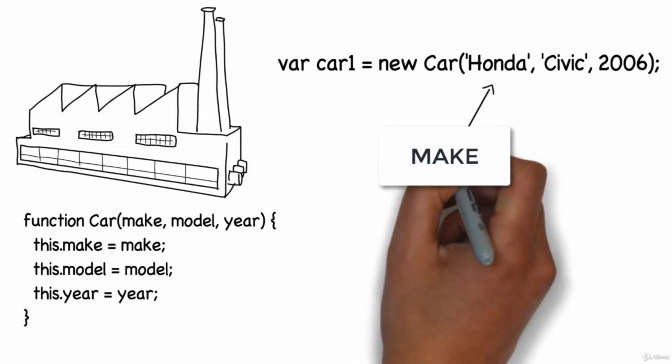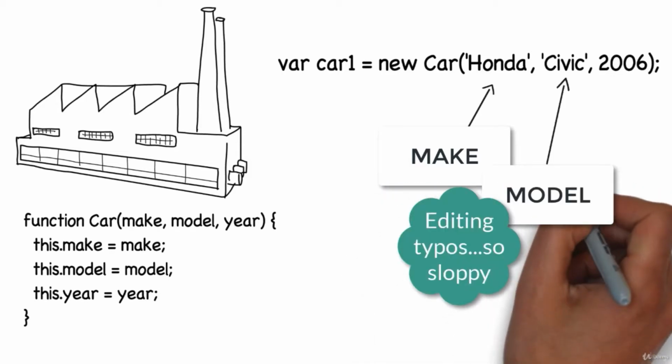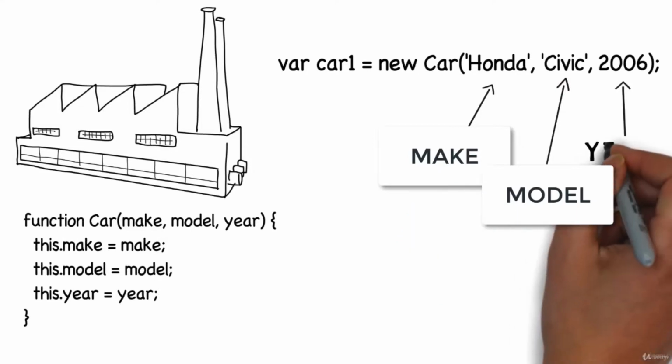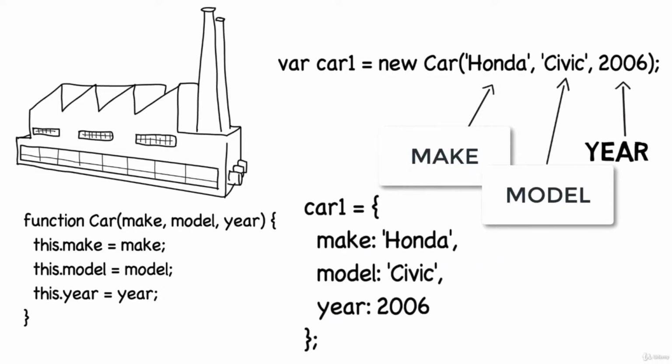You then give it arguments. Remember, the Car object constructor has the parameters built into it. And this is where you are calling the function, so we put in arguments. We can then fill our car with arguments that match the parameters of our object constructor. We add Honda for make, Civic for model, and 2006 for year. And here's what our value for car1 is.